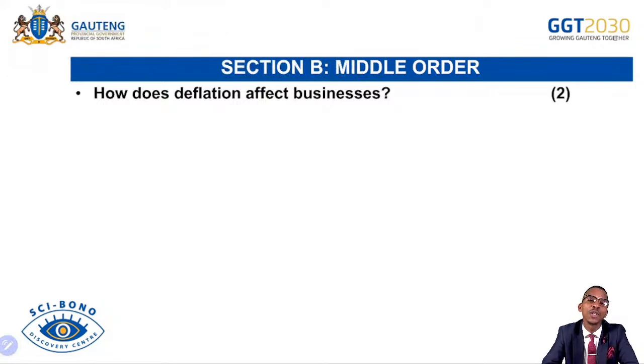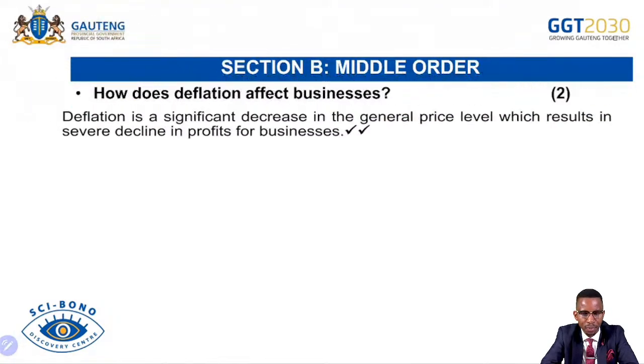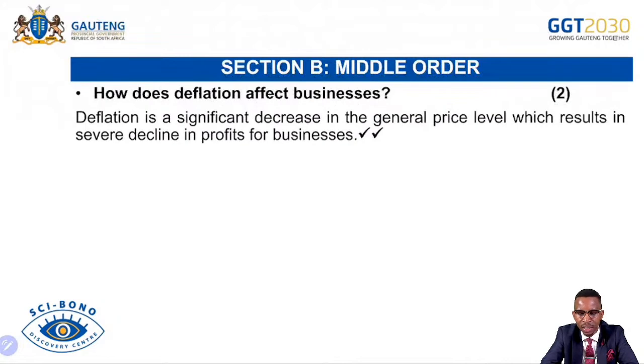Remember, businesses operate to make profits. So if prices are declining rapidly, businesses will find themselves discouraged to invest in South Africa, discouraged to produce goods and services locally because they are getting less returns. So it can lead to withdrawal or disinvestment in South Africa, and businesses will also be pessimistic about investing in our country because they gain less returns. Deflation is a significant decrease in the general price level, which results in severely declining profits for businesses.